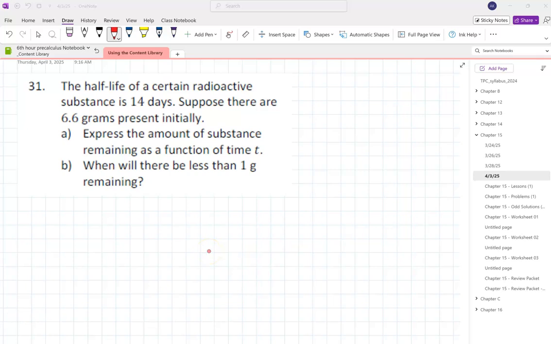The half-life of a certain radioactive substance is 14 days. Suppose there's 6.6 grams present initially. Express the amount of substance remaining as a function of time. So to do that, I'm going to use my exponential model.